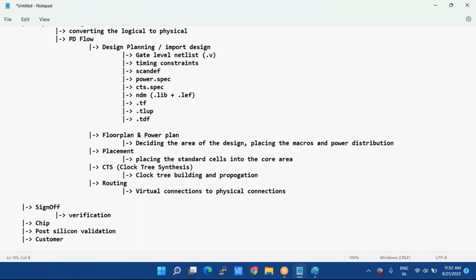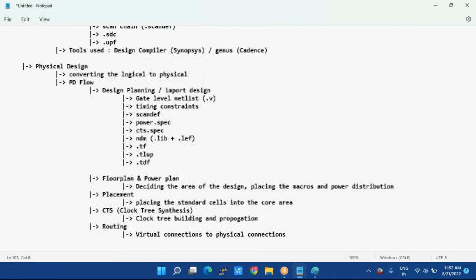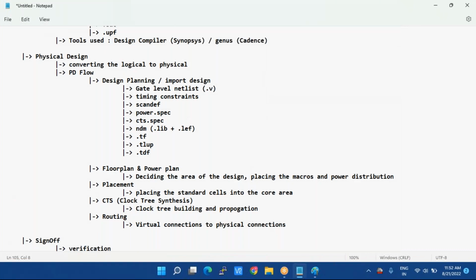Okay. So now coming to your requirements. PD, or let's say backend, is not majorly about coding. It just requires knowing the commands and how a particular command needs to be executed. That is the major requirement. Other than that, there is no special requirement.